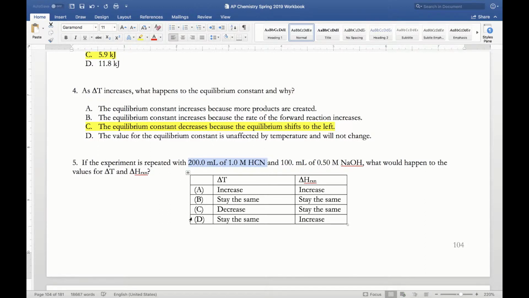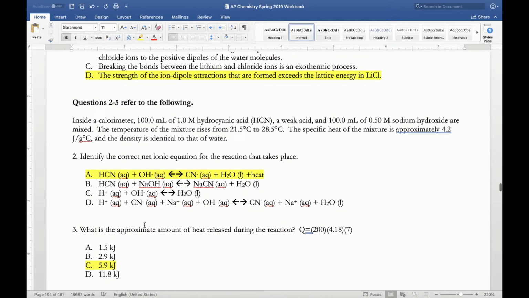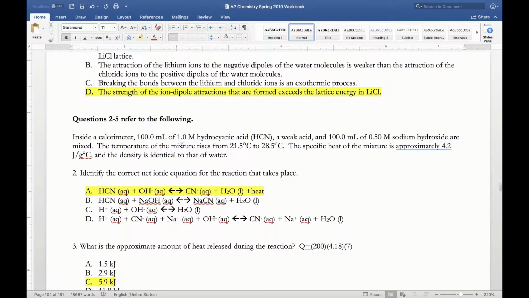So I'm using more HCN, but I have the same amount of sodium hydroxide. So keep in mind, this is your reaction, right? So if I started off with 100 mils of 1 molar, what that tells me is I actually am starting off with 0.1 moles, right? Because if I want to know the total number of moles, I'm going to take my volume, 0.1 liters, because I divided by 1,000, multiply that by the molarity to get my moles.